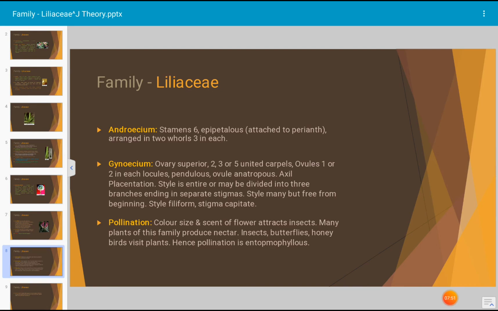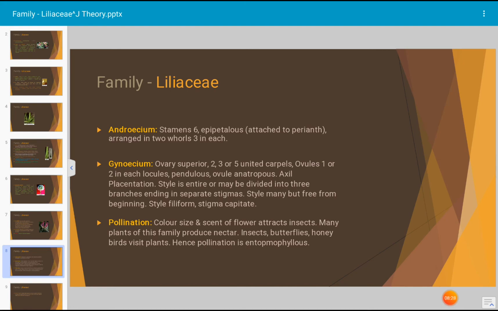In plants of family Liliaceae, ovary is superior because floral units originate from the base of the ovary, and 2 to 3 or 5 united carpels are present. Ovules 1 or 2 in each locule, pendulous, and anatropous type of ovule occurs. Axile placentation is present. Style is entire or may be divided into 3 branches ending in separate stigmas.